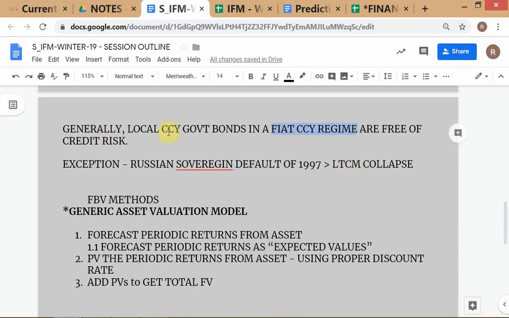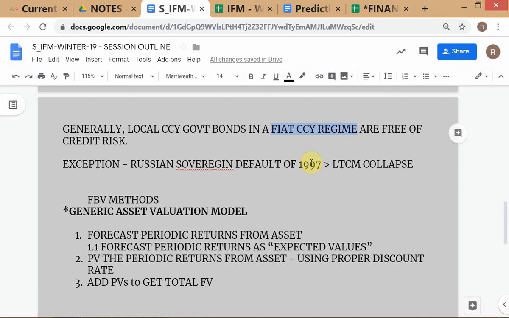To accompany this principle that local currency government bonds are generally free of credit risk. Why did I add this qualifier, fiat currency regime? Because in a fiat currency regime, the central bank can expand the money supply, because the money is what it says it is. If you have a gold standard, you understand gold standard?